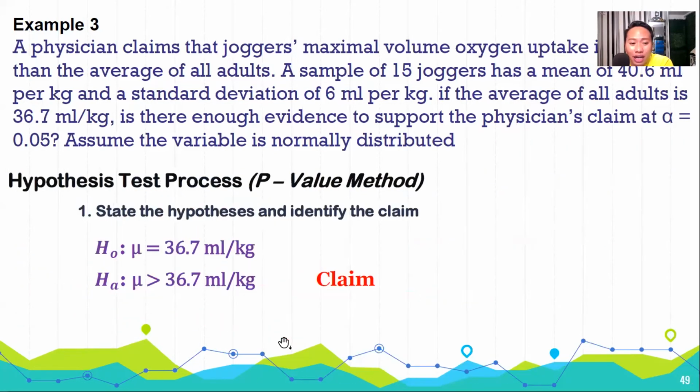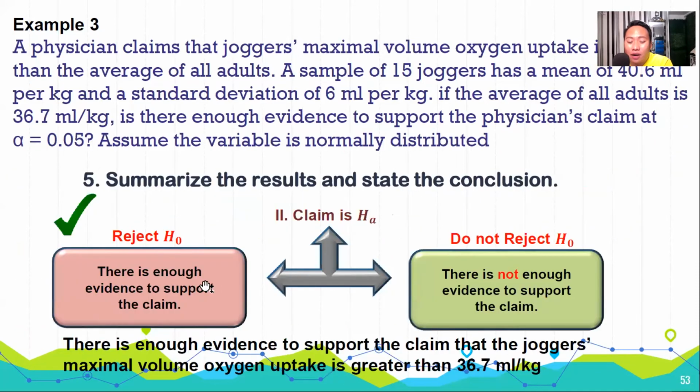So if we go back to your step 1, we are rejecting the null hypothesis, and we are accepting the alternative hypothesis. Then we can say here in our statement number 5, there is enough evidence to support the claim because we are rejecting H0 and the claim is HA. So there is enough evidence to support the claim that the jogger's maximal volume uptake is greater than 36.7.